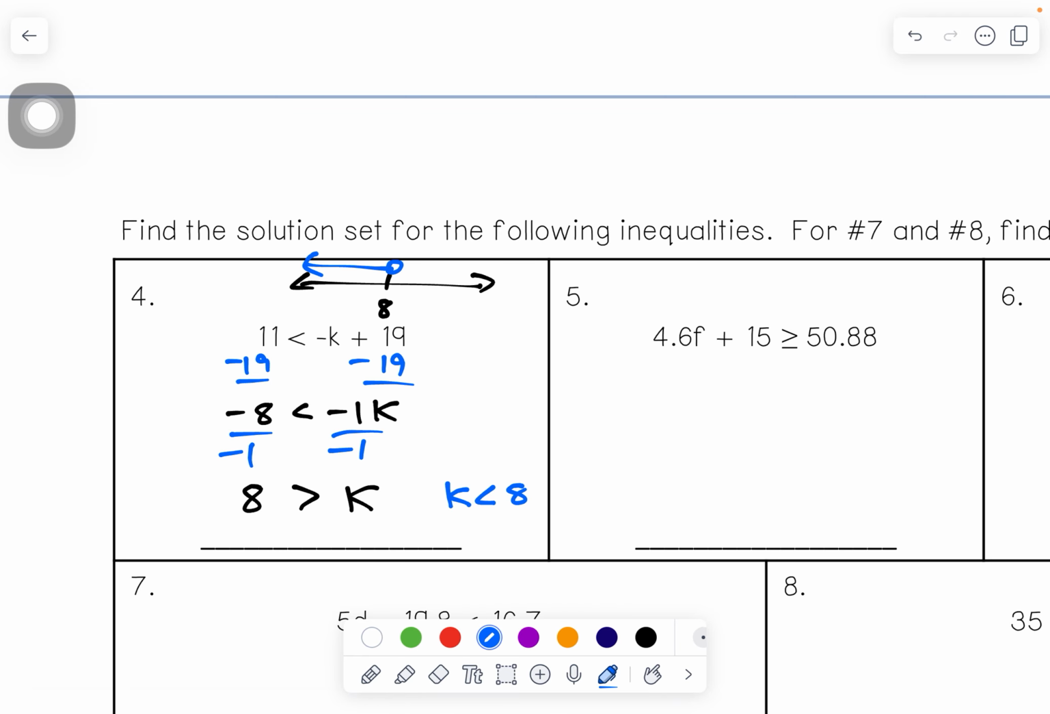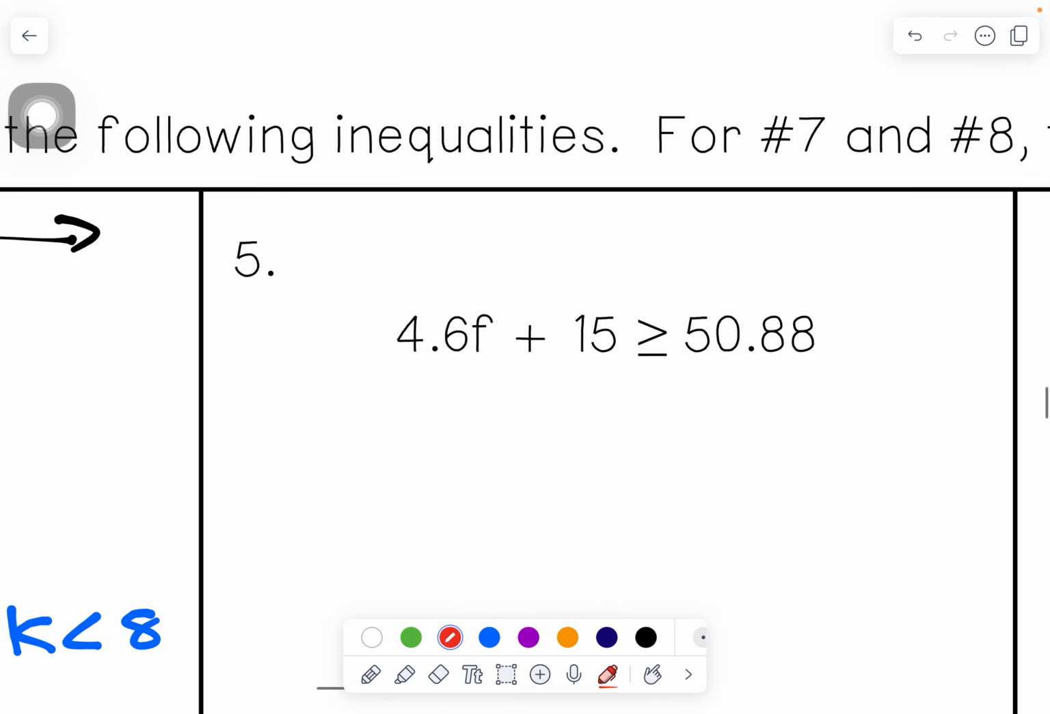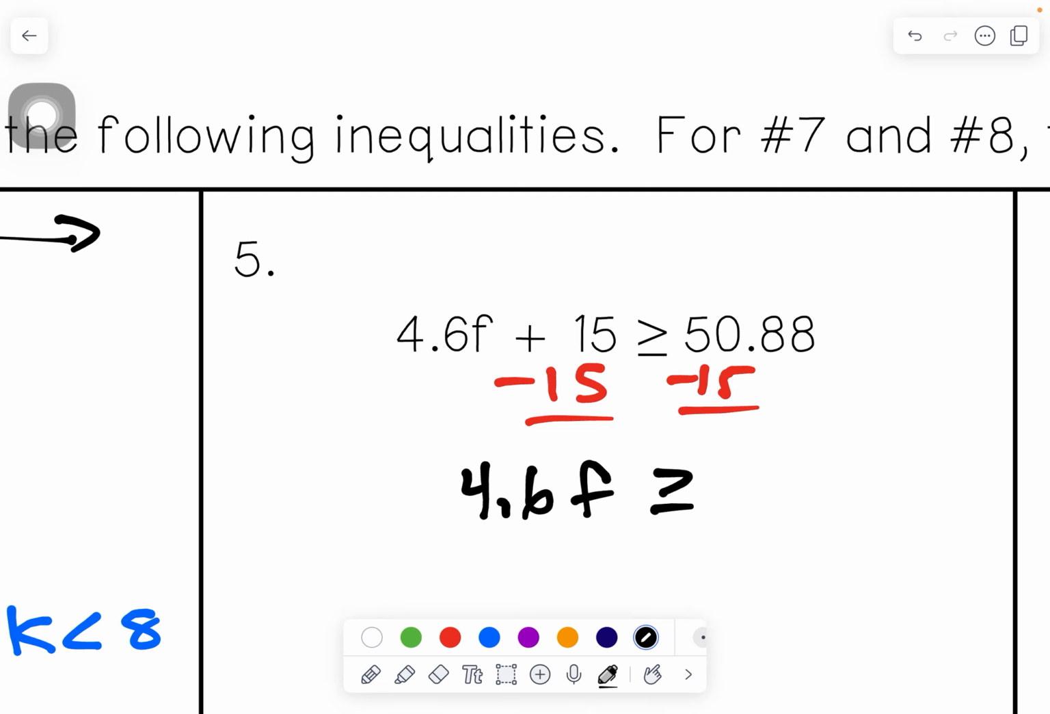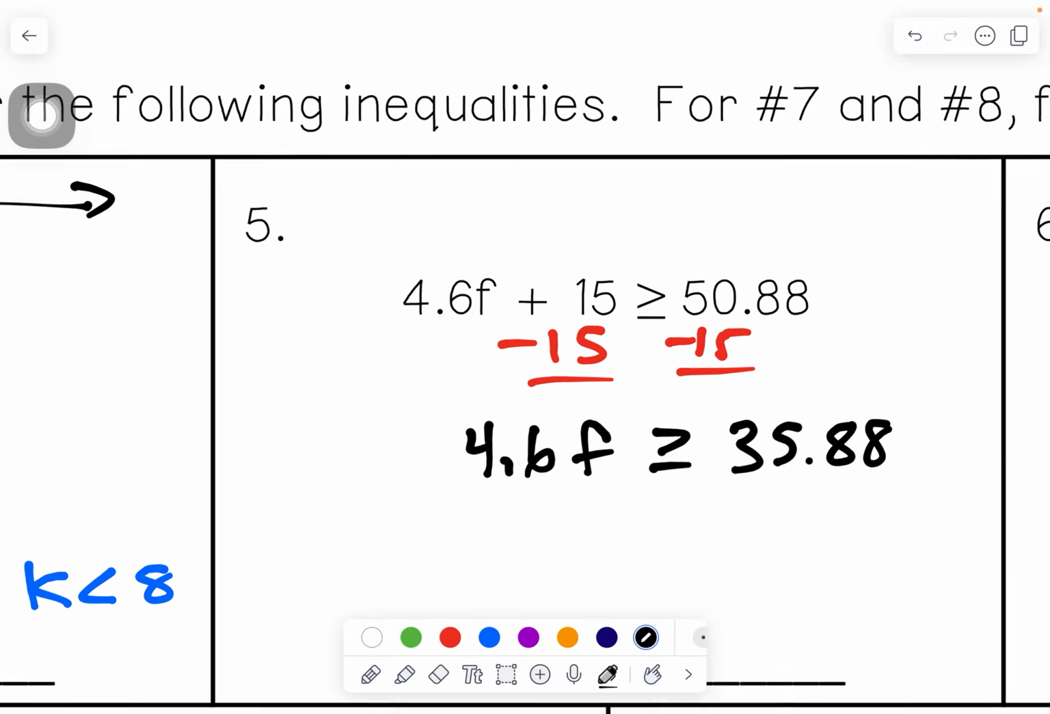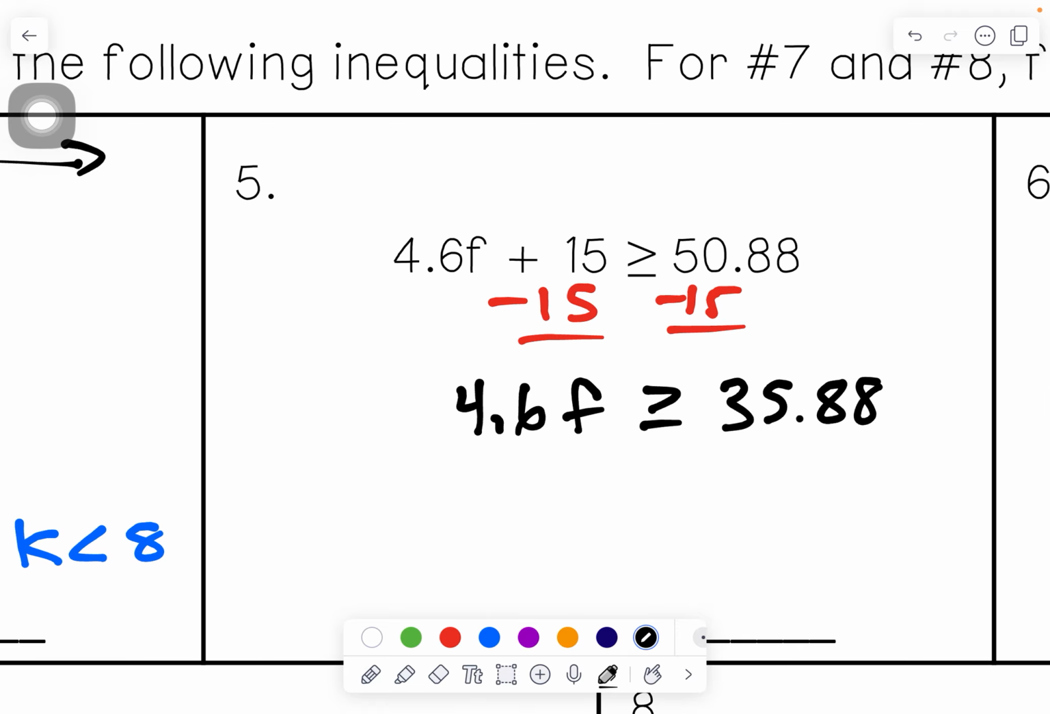All right, so the next one here, I'm going to do -15 first. So I have 4.6f is greater than or equal to, and then I have 50.88 minus 15, which gives me 35.88. Then I want to divide by 4.6 from both sides. And it looks like I get f is greater than or equal to 7.8.